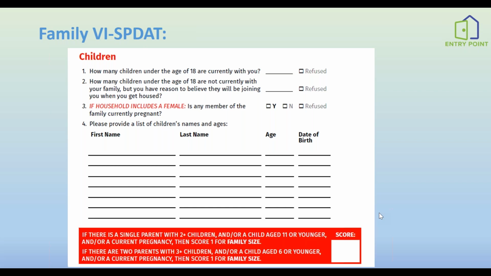If you get to this section and you're thinking, actually, there are 0 children under the age of 18, stop what you're doing. You're on the wrong VI-SPDAT. Go back and do one of the other ones for every member of the household. But if there are minor children, this is your chance. Again, question number 3, ask of everybody, is any member of this family currently pregnant?